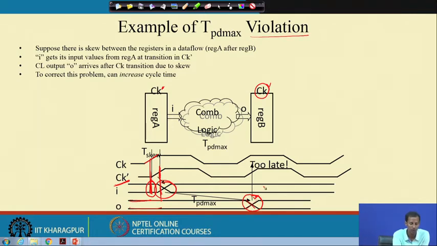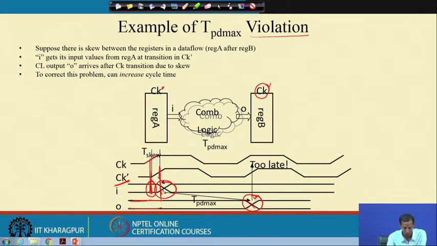Here you see, suppose there is a skew between the registers in the data flow, register A and register B. I get the input value from register A and transition at CK dash. Then the clock output arrives at clock transition due to skew. To correct this problem, we can increase the cycle time.